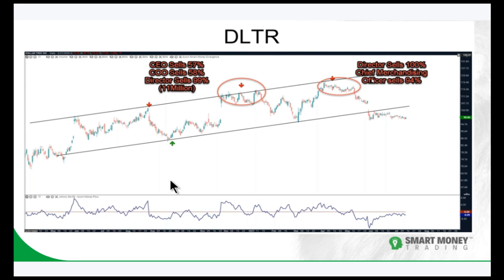Okay. We get touched 3 times off of support. So this is now when it's due to drop. And what we also saw is that the two most recent times it had tested the resistance above, the CEO sold 57%, 58% from the chief operating officer, and another director sold 99% for $11 million. The second time it revisited that, another director sold 100%, and the chief marketing officer sold 94%. You have the CEO, COO, 2 directors, and the chief merchandising officer.